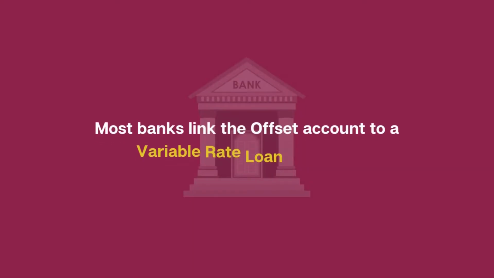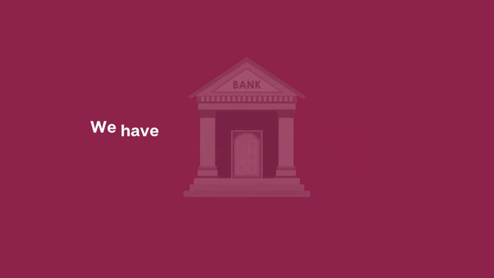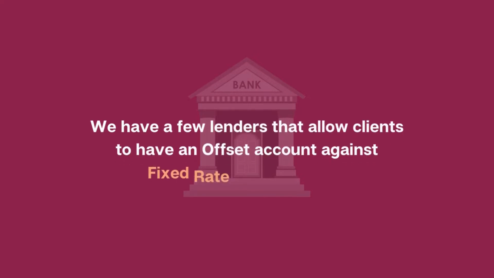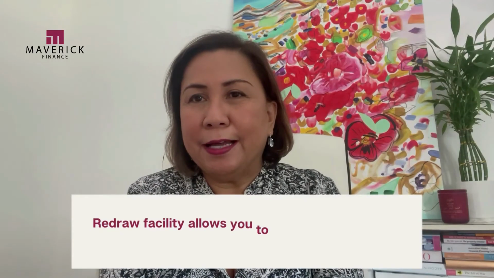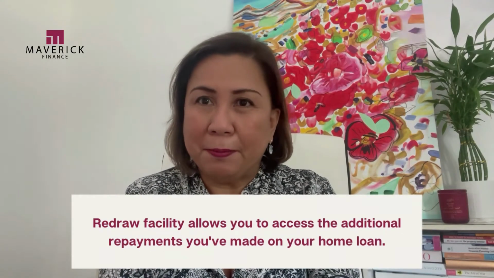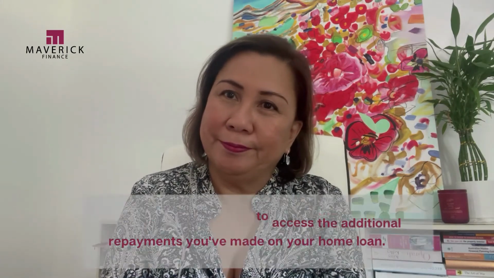And that's it. With most banks, the offset account is linked to a variable rate loan product. But we have a few lenders that allow you to have an offset account against a fixed rate loan product. A redraw facility, on the other hand, allows you to access the additional repayments you've made on your home loan.